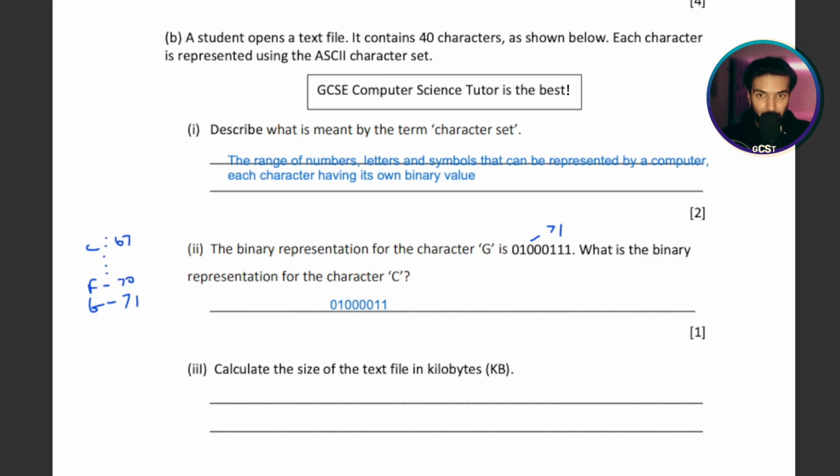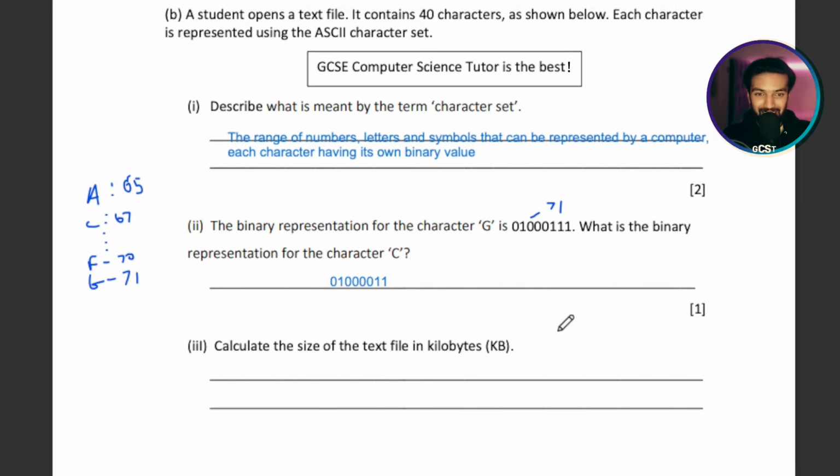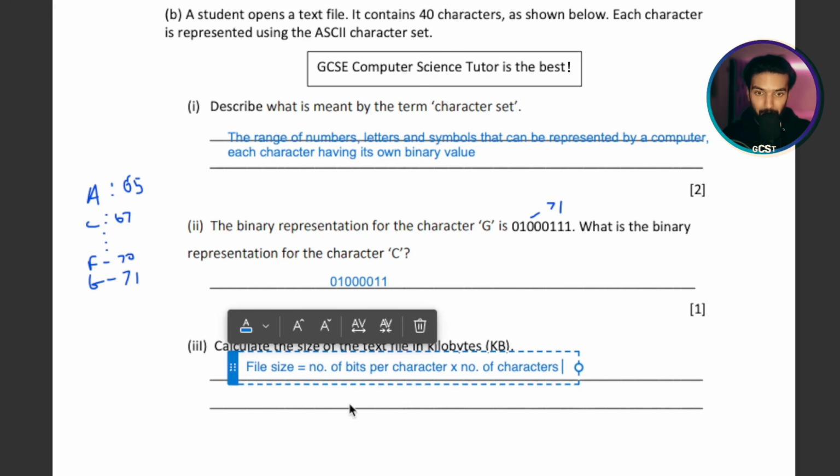Alternatively, you could have remembered that capital A is 65, which is maybe something you know from revision, and you can just work your way up. So C is 67. Hopefully that makes sense. Now part 3, calculate the size of the text file in kilobytes. Again, this is one of those questions that haven't come up before, and it might be the first year it comes up.